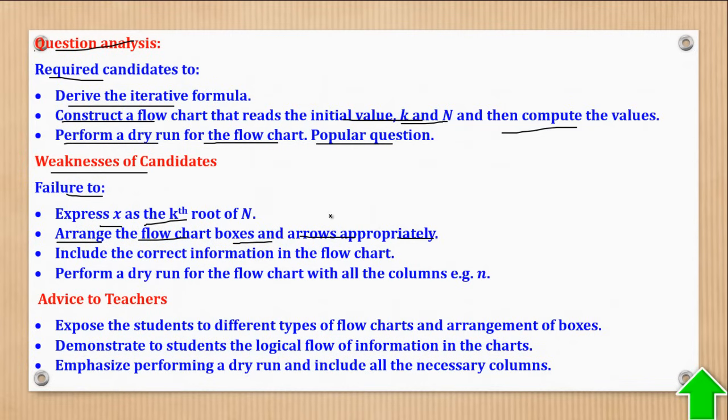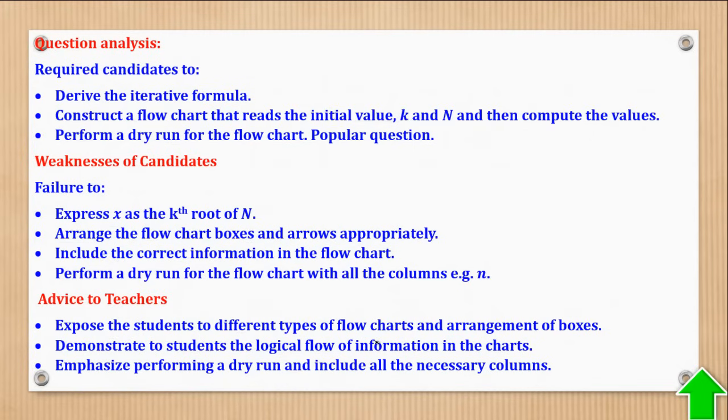So each statement has its own shape of box. Then failure to include the correct information in the flowchart. Then failure to perform a dry run for the flowchart with all the columns, e.g. n, which was being left out, and which is needed. Then advice to teachers: expose students to different types of flowcharts and arrangement of boxes. Then demonstrate to students the logical flow of information in the charts. Then emphasize performing a dry run and including all the necessary columns.